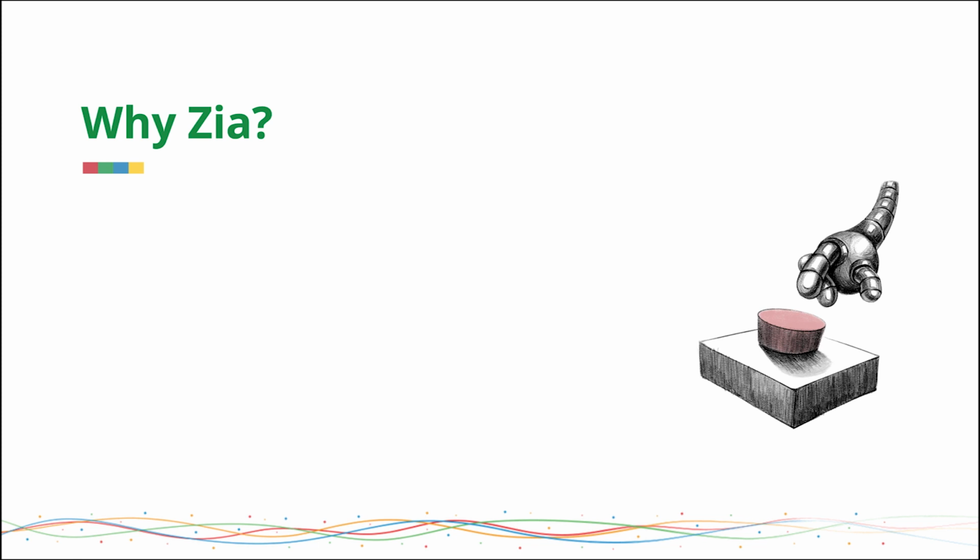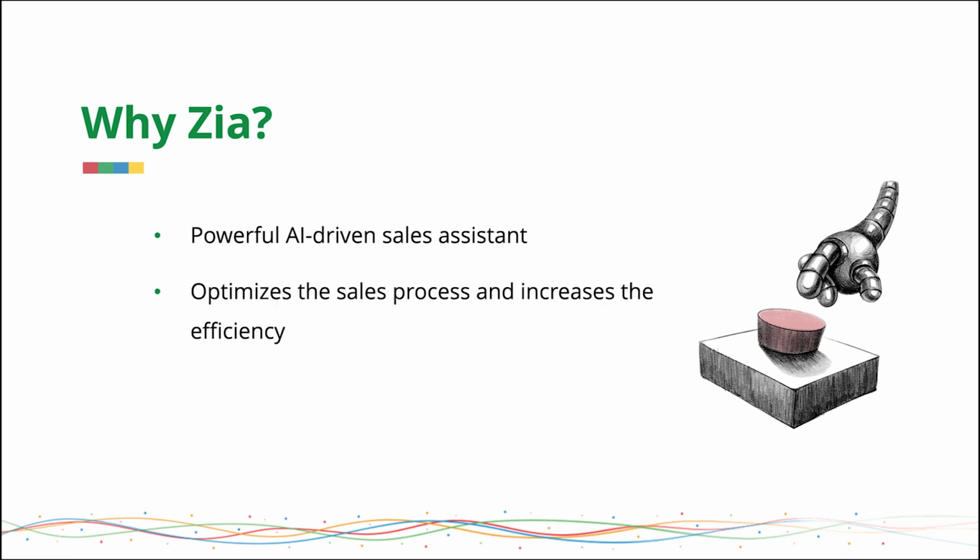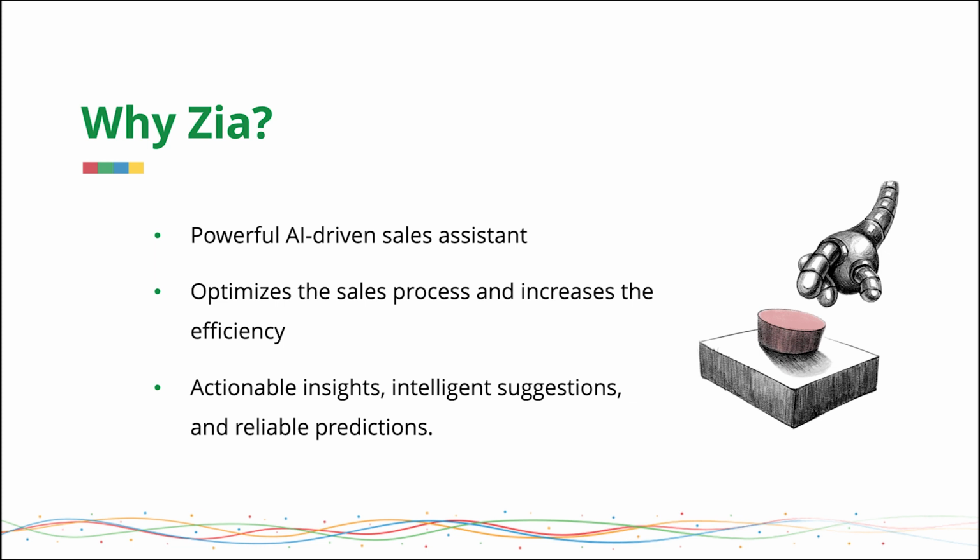Why Zia? To know why Zia is a vital tool, let's first understand what Zia really is. Zia is Zoho's artificial intelligence powered assistant that touches upon several Zoho products. In the context of CRM, simply put, Zia helps to simplify your sales routine. She uses machine learning to keep a tab on all your past interactions with clients and helps give you meaningful insights and suggestions.